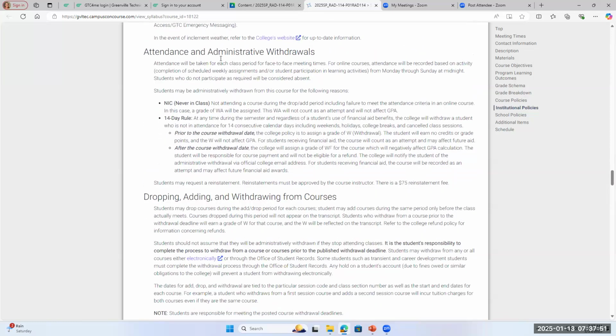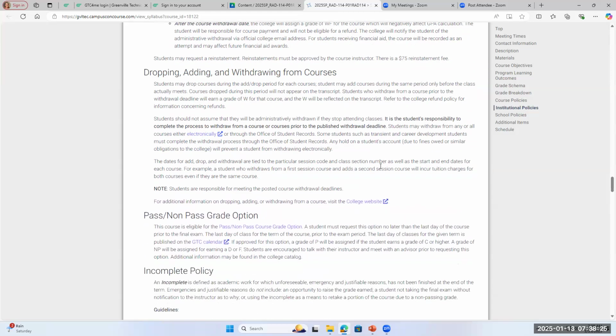This is the attendance policy, meaning if you have not been in attendance for 14 consecutive calendar days, including weekends, holidays, college breaks, and canceled class sessions. It doesn't matter if there's been a holiday in there. If you have not been in class for 14 days, it removes you. So we don't love that either. I don't know why they would include holidays when you're not even here. Nobody's here. But that's the way it is, and that's what we have to go by.